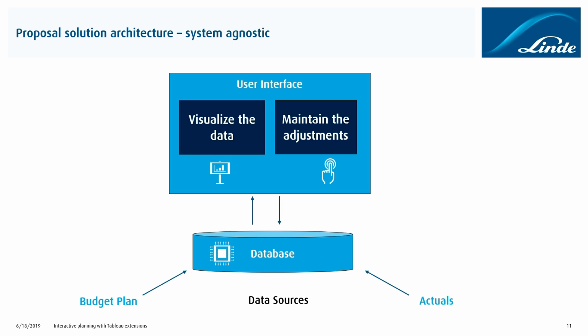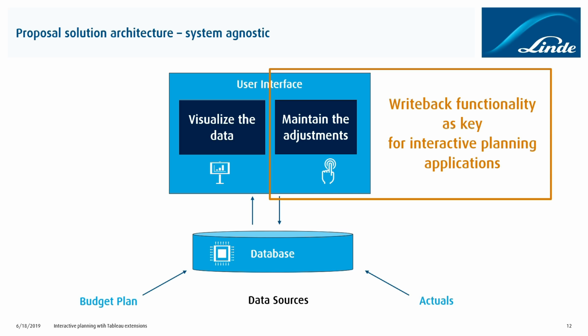When we are thinking about this idea of the process that we just described, basically we come to a potential system architecture. When we talk about a system agnostic concept, it would look like that. Somewhere you have your budget plan, somewhere you have your actuals, which both go into a database and are provided. And then you have a user interface, which is doing the visualization of the data and is doing the maintenance of the adjustments. And that's more or less it. So with such an approach, we should be able to solve this topic to create a monthly forecast.